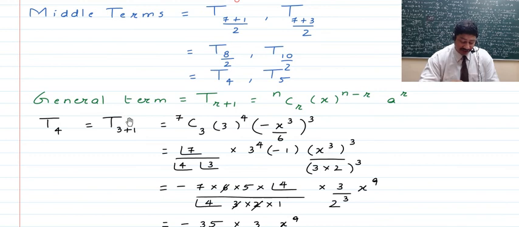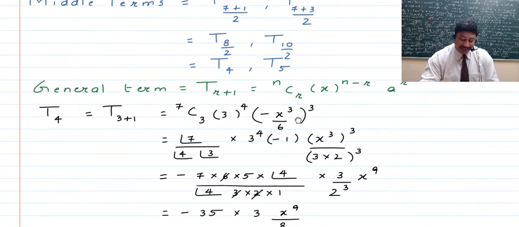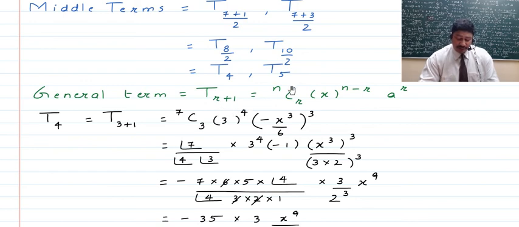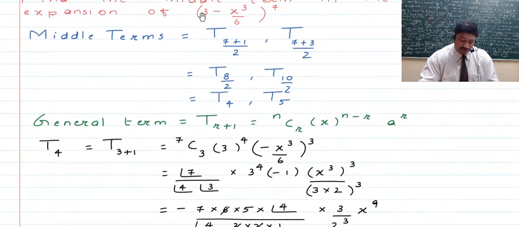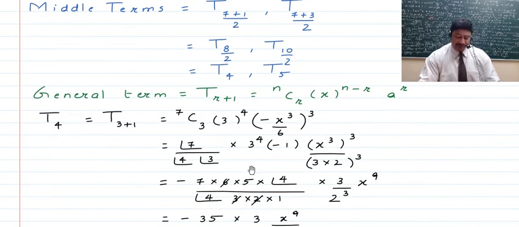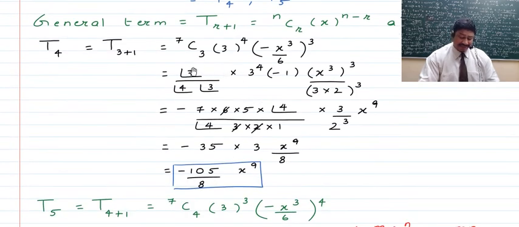Now if you talk about the general term in the expansion of (x plus a) raised to the power n, then that becomes equal to t r plus 1, which is given by nCr, the first term x raised to the power n minus r times the second term a raised to the power r, right? So here we will be talking about the fourth term to be written as t 3 plus 1, which thus is going to become equal to 7C3 times the first term 3 raised to the power the difference of the superfix and the suffix, that is 4, times the second term, which is (minus x cubed upon 6) raised to the power 3.